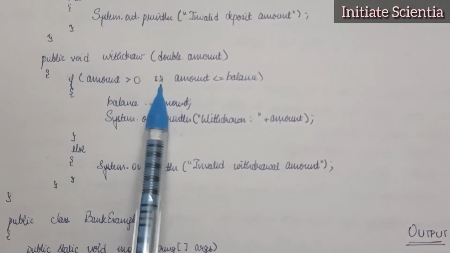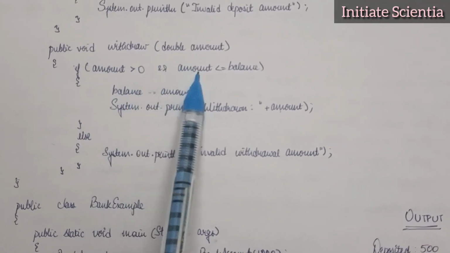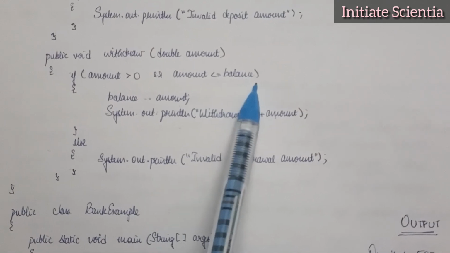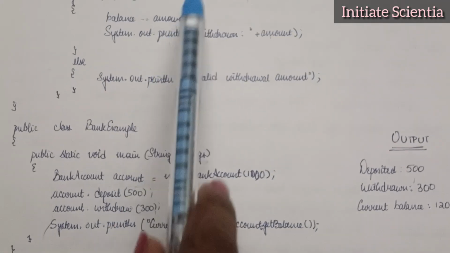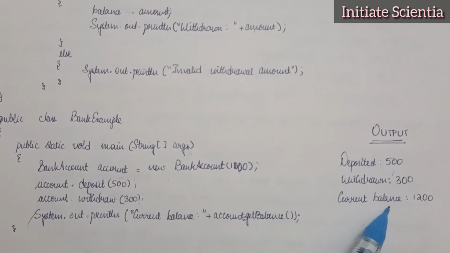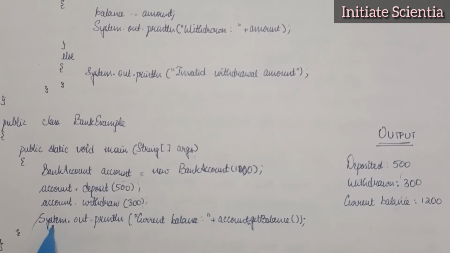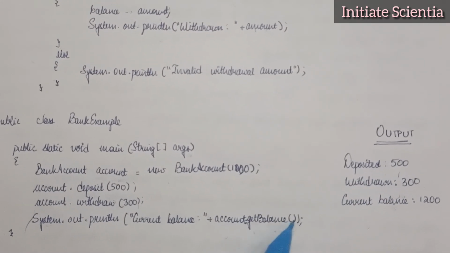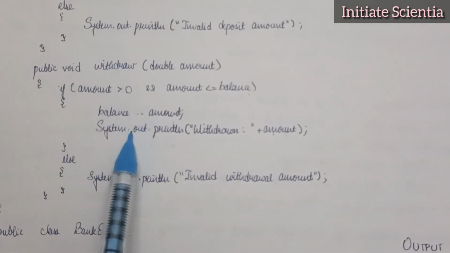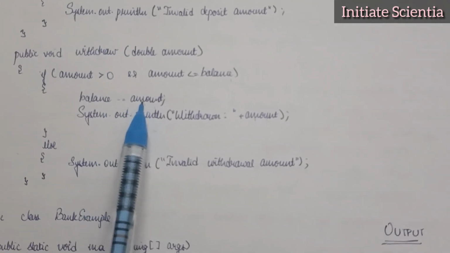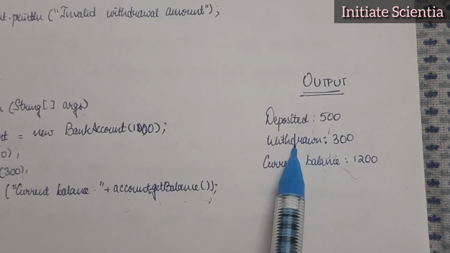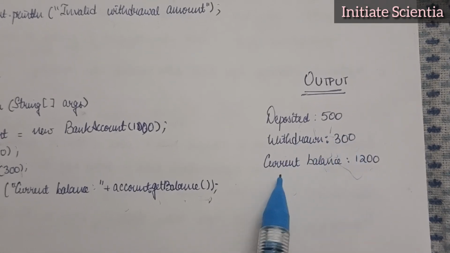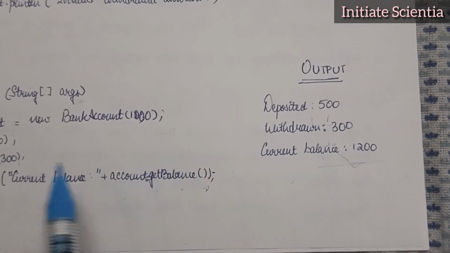If amount is greater than 0, 300 is greater than 0, and amount is less than or equal to balance. Balance is 500. So withdrawn is 300. And current balance is account.getBalance(). The balance is updated here. So it is 200. Now the output is deposited 500, withdrawn 300, current balance is 1200.